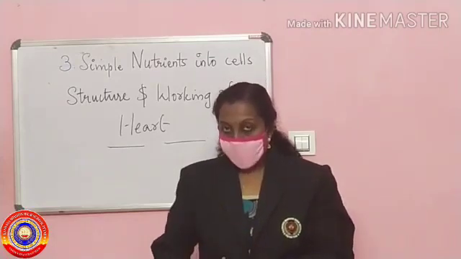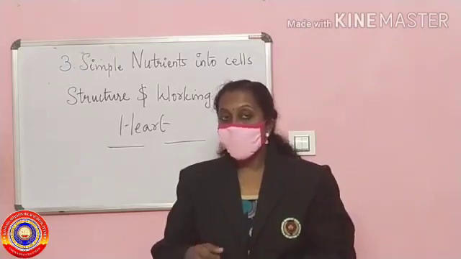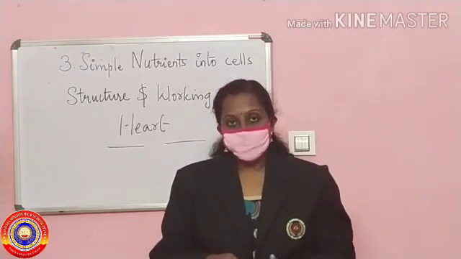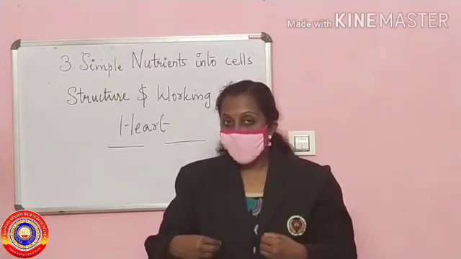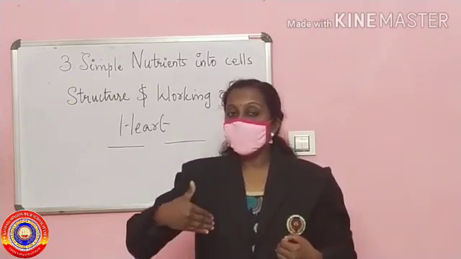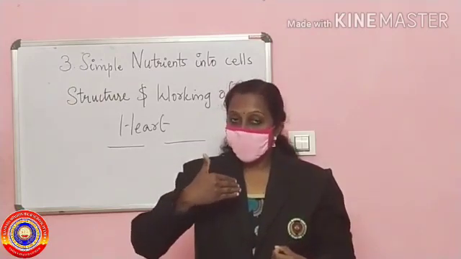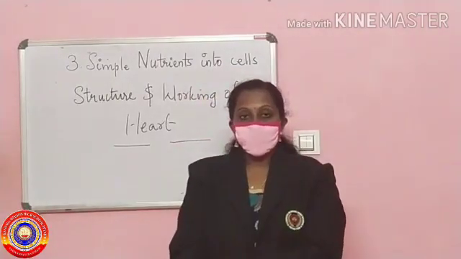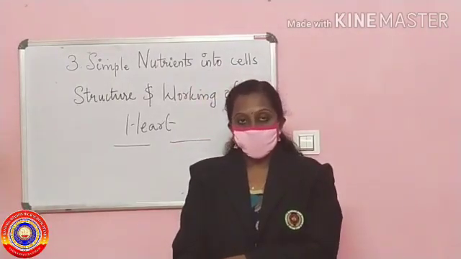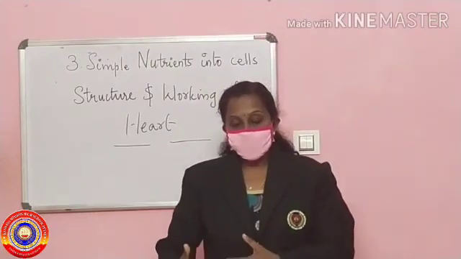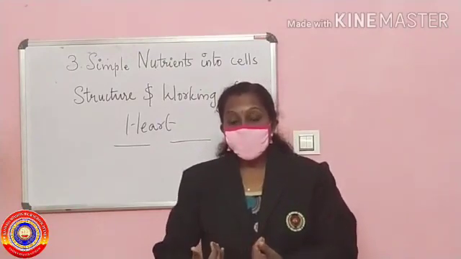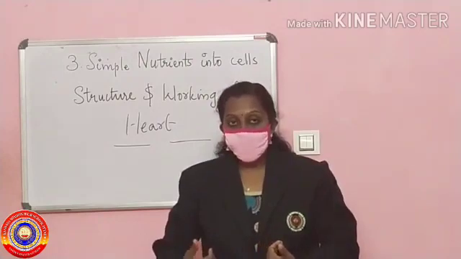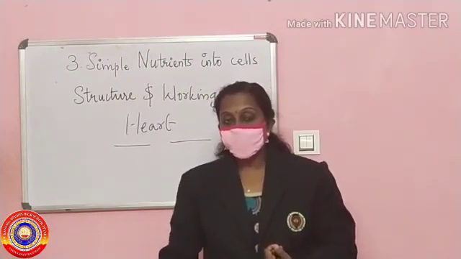When the ventricle contracts, the pulmonary valve opens and the deoxygenated blood reaches the lungs for purification through the pulmonary artery. The valve will close. Here, the pulmonary valve prevents the backward flow of blood from the pulmonary artery to the right ventricle.